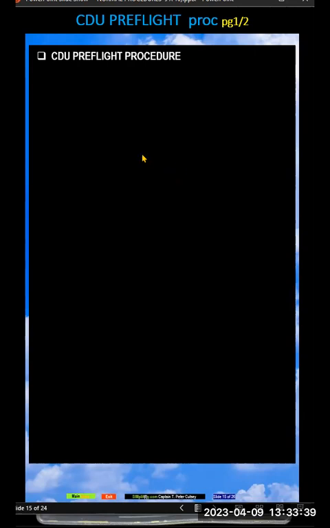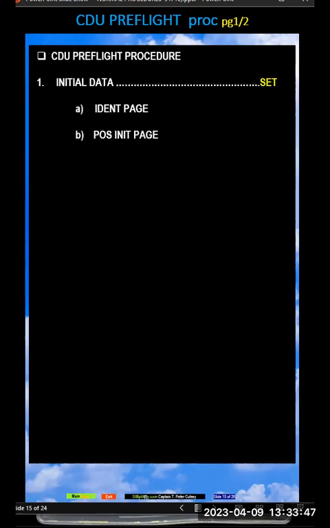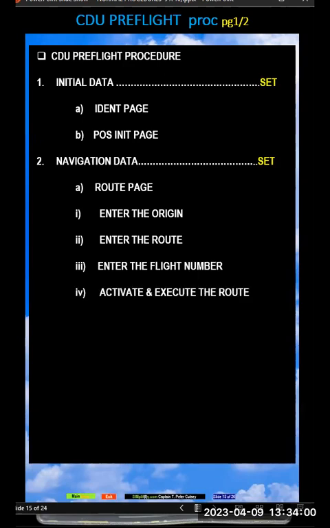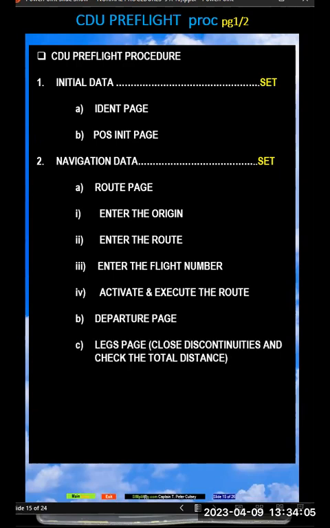Let's read the procedure. Initial data set, ident page, the pause init page, then navigation data set. We'll go to the route page and do that. Enter the origin, enter the route, enter the flight number, activate and execute the route. Departure page, legs page, close all discontinuities and check the total distance, and that's done on page 2/4.